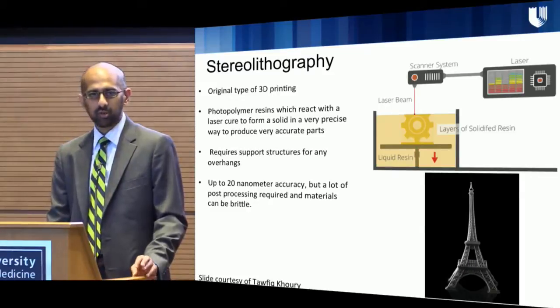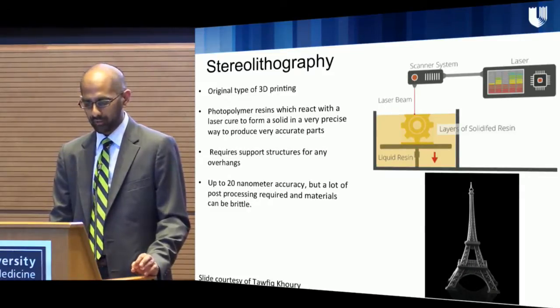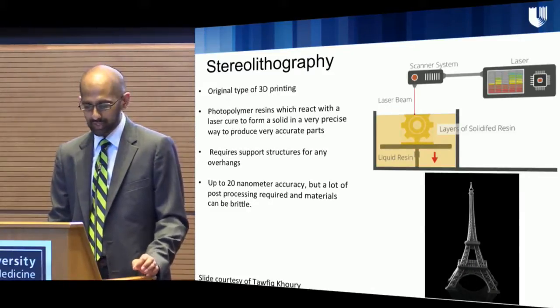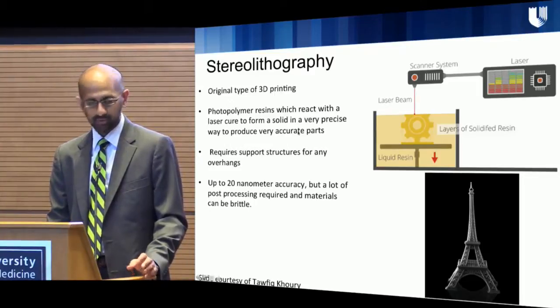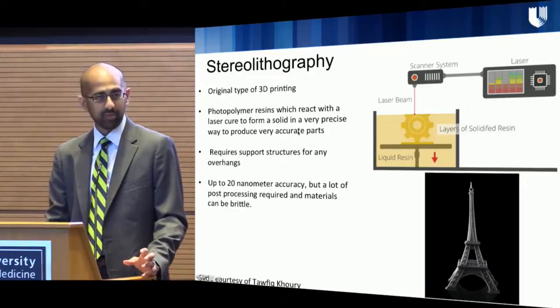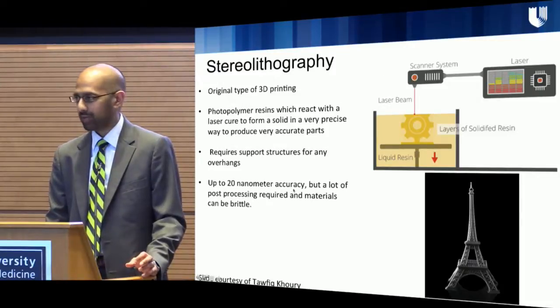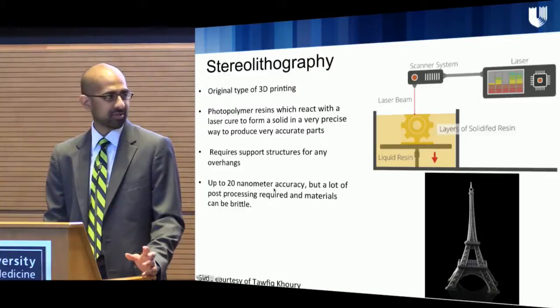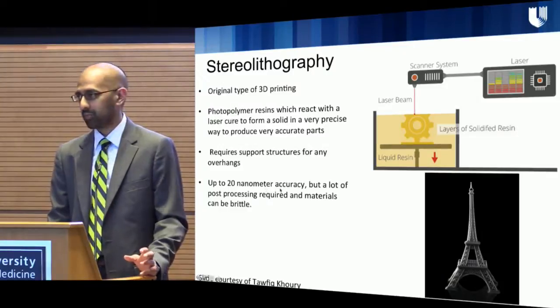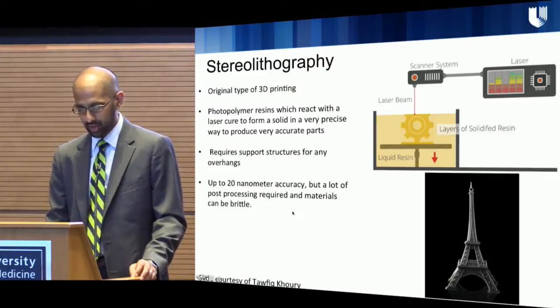Okay, so stereolithography. This is a little bit less commonly used, but a lot more dimensionally accurate. It's actually the original type of 3D printing, and it's a photopolymer resin that reacts with a laser to actually form a solid. It does also require support structures, but look at the accuracy, 20 nanometers of accuracy. So this is the type of technology we're talking about for medical grade 3D prints.